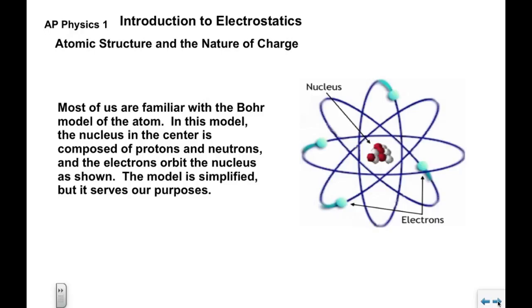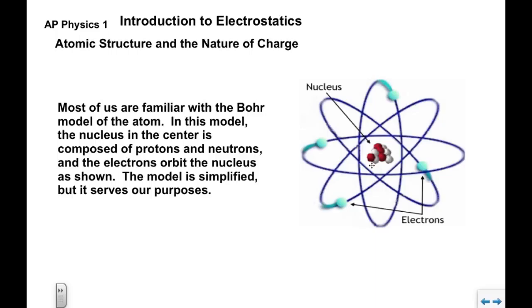Now, sooner or later in just about every science course, there's some reference made to atomic structure. Most of us are familiar at this point with what's called the Bohr model of the atom. In this model, the nucleus in the center is composed of protons and neutrons. You see it here. And the electrons orbit the nucleus as shown. This model is simplified, but it will serve our purposes.